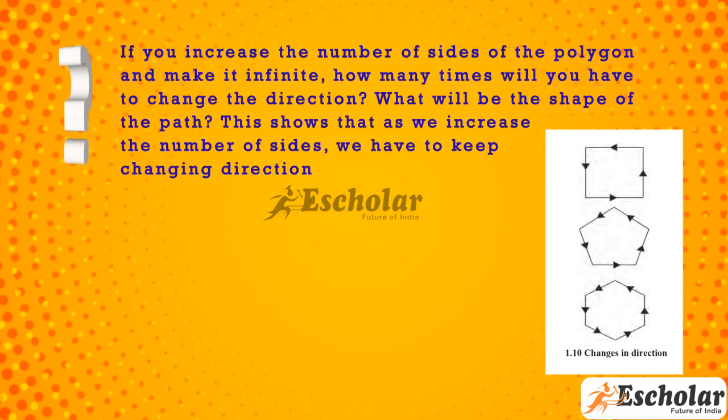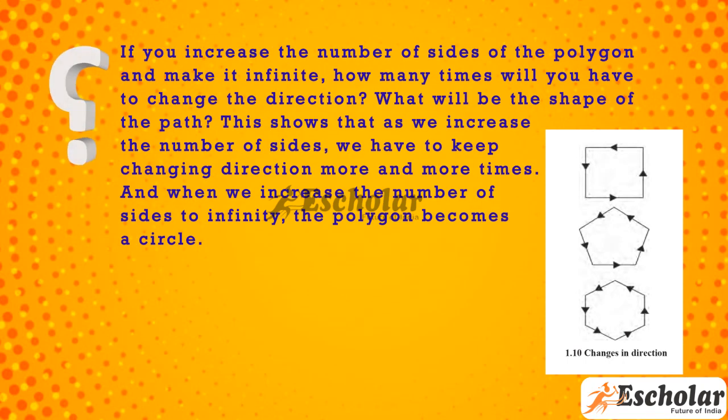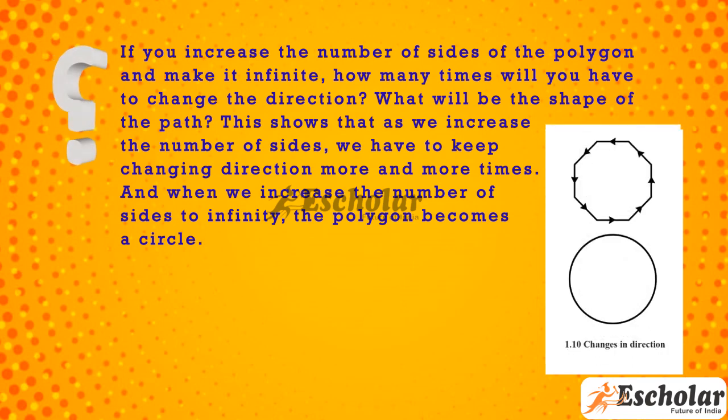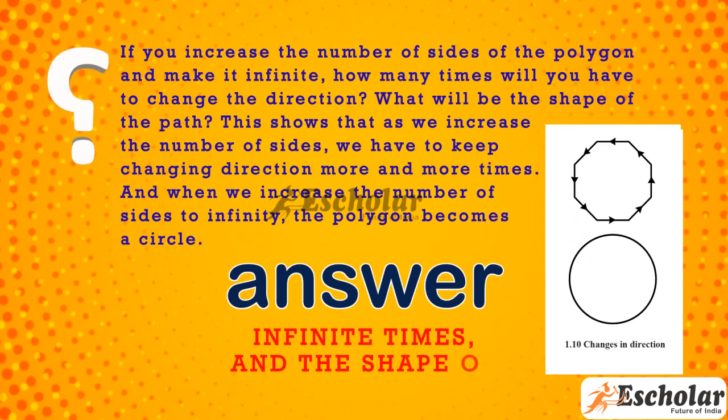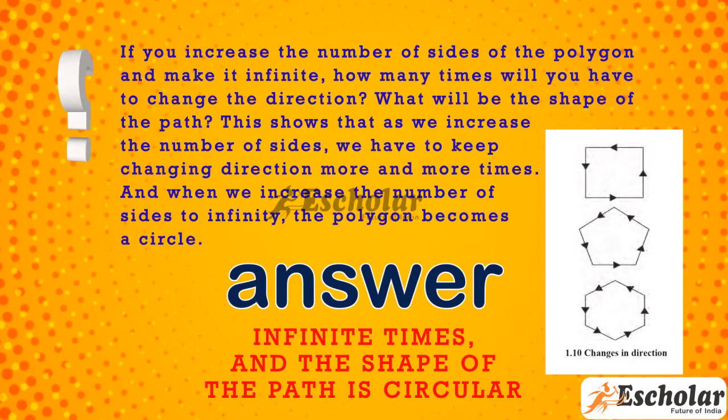Question 5. If you increase the number of sides of the polygon and make it infinite, how many times will you have to change the direction? What will be the shape of the path? This shows that as we increase the number of sides, we have to keep changing direction more and more times. And when we have increased the number of sides to infinity, the polygon becomes a circle. Answer: infinite times and the shape of the path is circular.